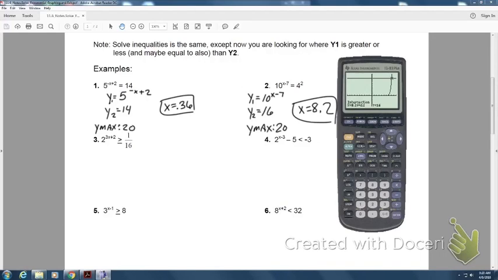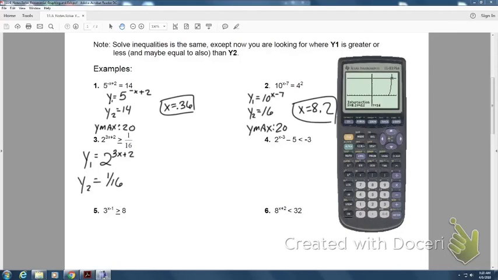Alright, on number 3, Hannah, what's going to go into Y1? Say Anna or Hannah, right? 2 to the power of 3x plus 2. Y2. 1/16. Alright.